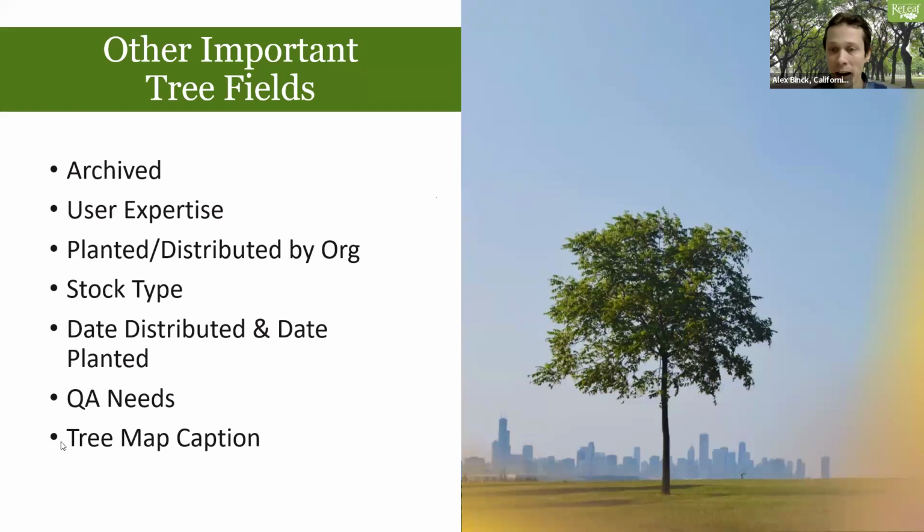And then finally, we have the tree map caption. This is a useful feature I want to point out for people. Under the hub, there is a section called map tools. And if you go in there, you can turn on labels.